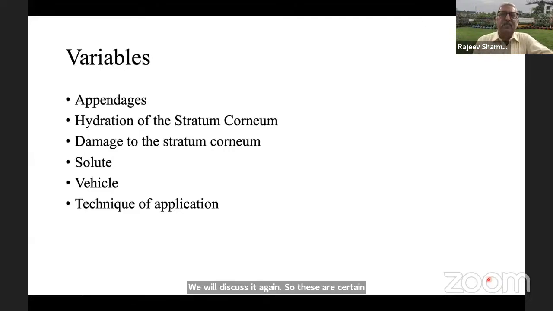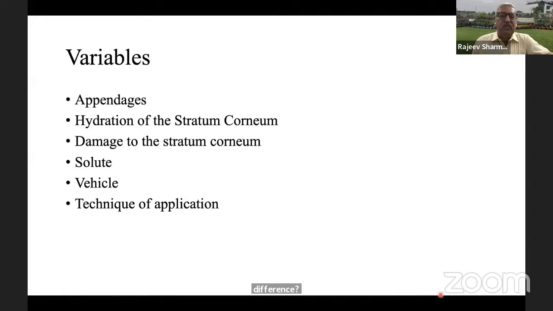The drugs not only pass through the skin, they pass through the appendages. The appendages help in transferring some drugs down. Then it depends upon damage of the stratum corneum, as I have told earlier, the solute or substance in which the drug is made, the form in which the drug is used, the vehicle we are using, whether it is alcoholic, ether, ester, or water, and the technique of application. Can you enlighten me on the technique of application? What do I mean here? Anyone? How would a technique of application make a difference?